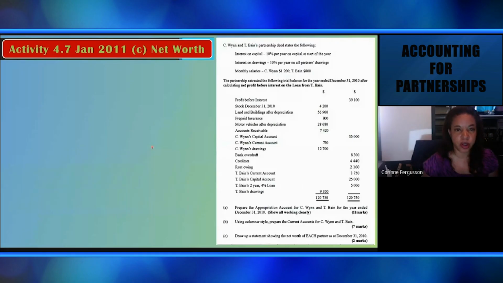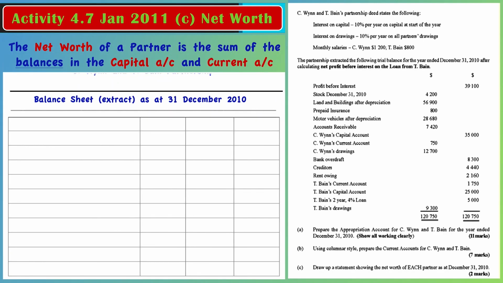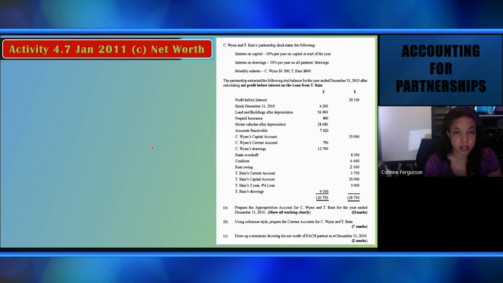We are going to move on to C, which you did not have to do. When they ask you for a statement showing net worth, they are basically asking you for a statement showing capital. And which statement or document or account do you know that shows you your total capital? That will be your balance sheet. So basically what they were asking you for C is just the extract for your balance sheet, the part underneath, the capital section of your balance sheet.